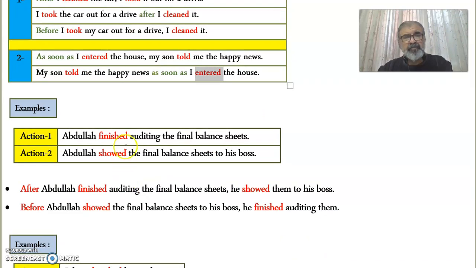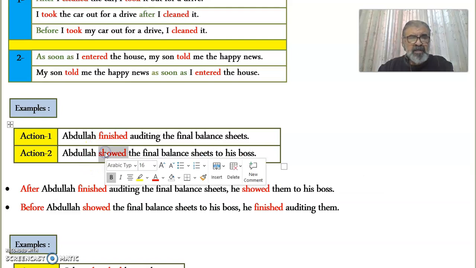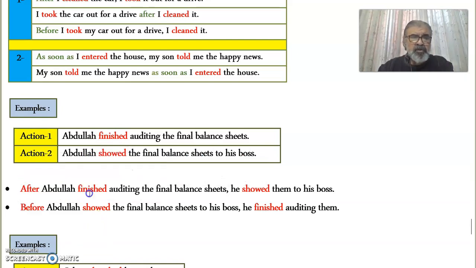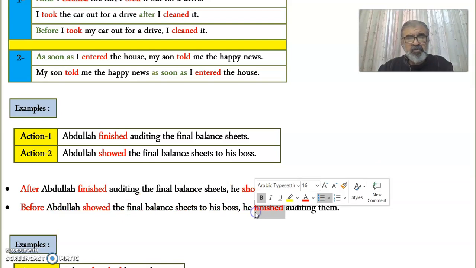Now, more examples. Abdullah finished auditing the final balance sheet. So what do you think he should do later on? He's an accountant. So he went to his boss's office and he showed his boss the final balance sheets. So again, this is action 1, showed, action 2. Depending on after and before, after is followed by action 1, finished, then action 2, showed. Before is followed by action 2 and then action 1, finished.